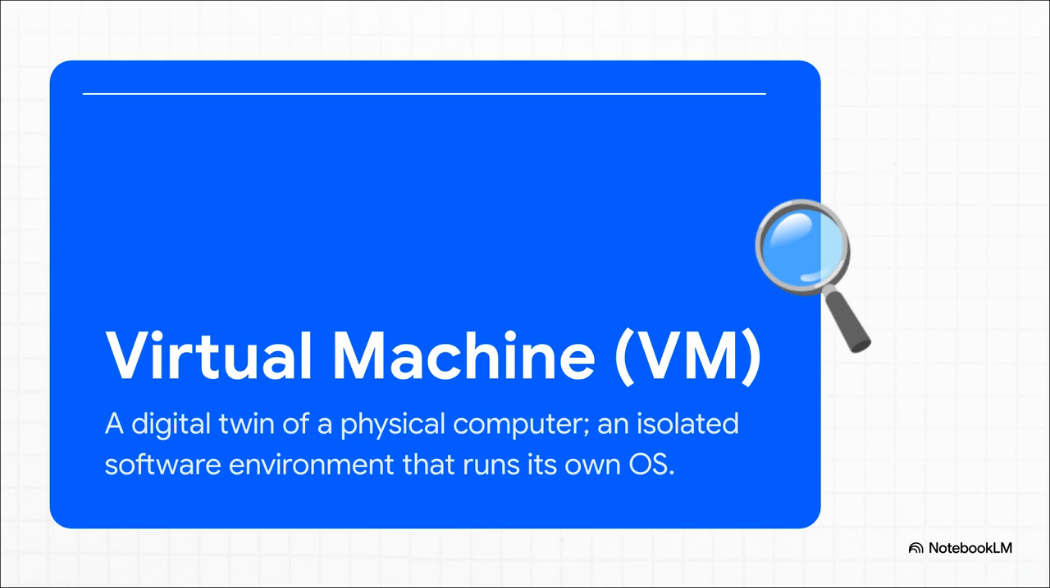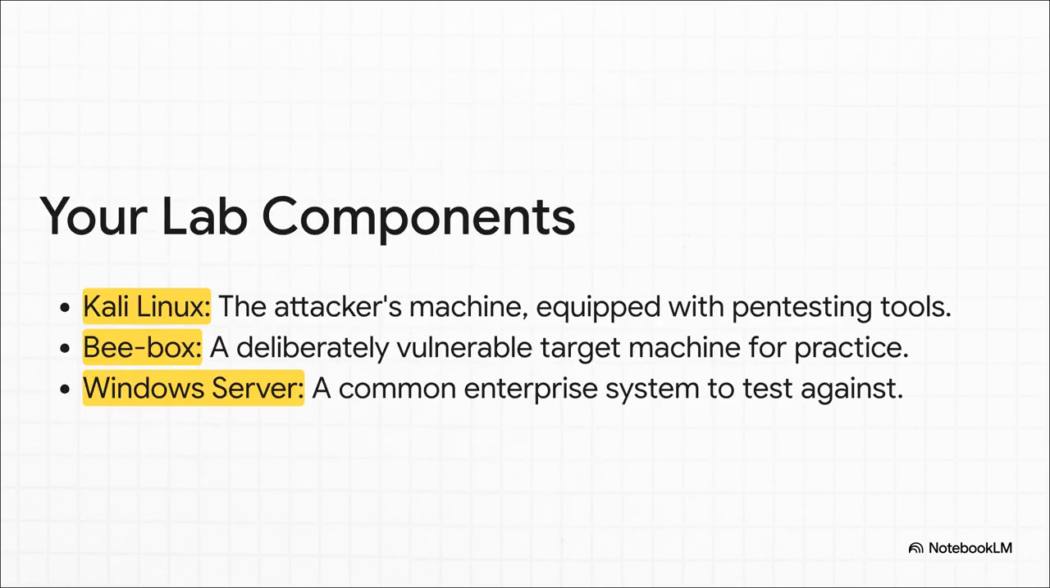For this mission, our lab really has three main characters. First up, our command center is the Kali Linux machine. It is just packed to the gills with all the offensive security tools we could ever need. Our main target, our victim, is Bbox, which is a server that was intentionally built with security holes just for us to find. And we've also got a Windows server in the mix, because that represents a really common corporate target you'd see in the wild.